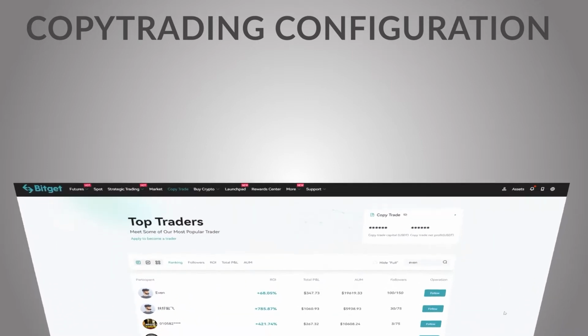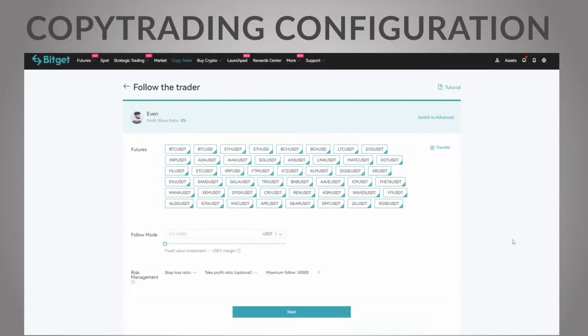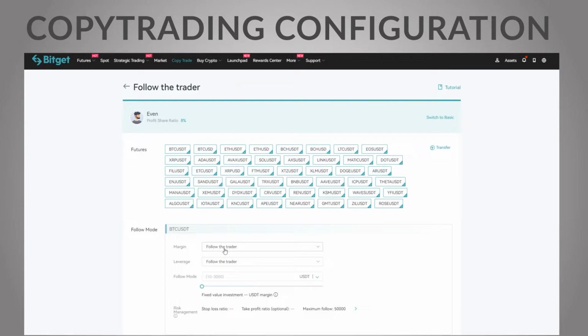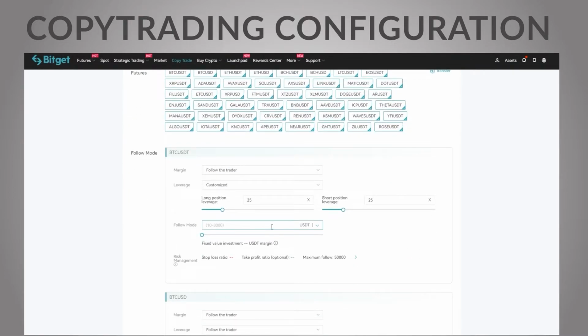Once you have found your trader which suits your plans and style, time to set up your copy trading configuration. You will need to switch to advanced mode and consider the following. If you are using a 1000 USDT account for starters, then keep these settings in mind. With margin, follow the trader. With leverage, keep it customized and set for long positions 25x and for short position the same. In the follow mode, set 10 USDT per each trade.